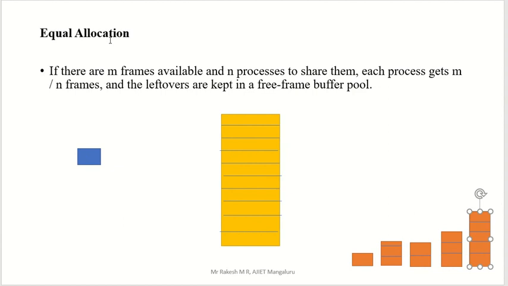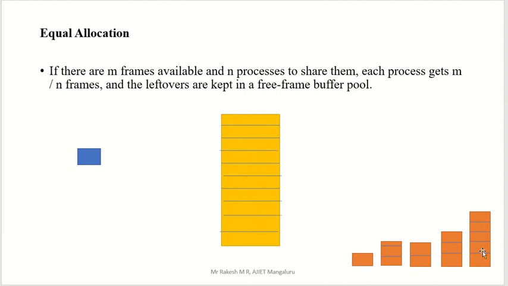Now, equal allocation means we see how many processes there are. 1, 2, 3, 4, 5. Five processes are there. Processes are again divided into small blocks, and each block is called a page. You know that. Now, five processes, and how many frames are there? See that: 1, 2, 3, 4, 5, 6, 7, 8, 9, 10. Ten frames are there.